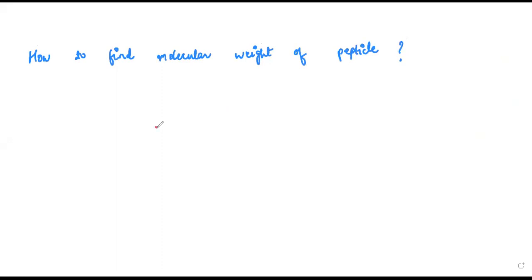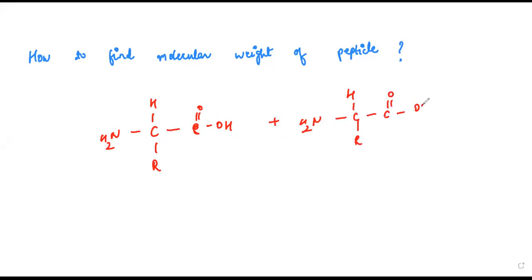Now, the next topic that we have is how to find out the molecular weight of a peptide. See, this is one amino acid. This is another amino acid. Here, loss of one water molecule occurs and it leads to the formation of a peptide bond.